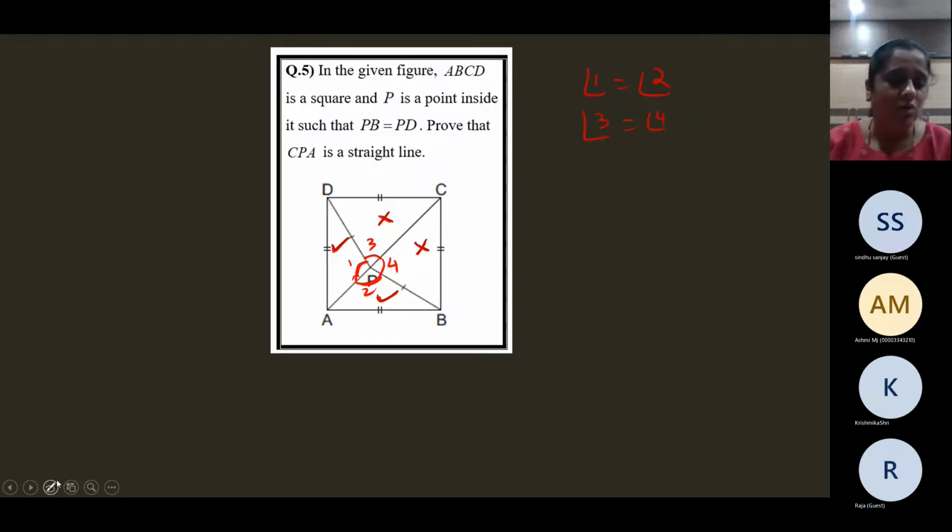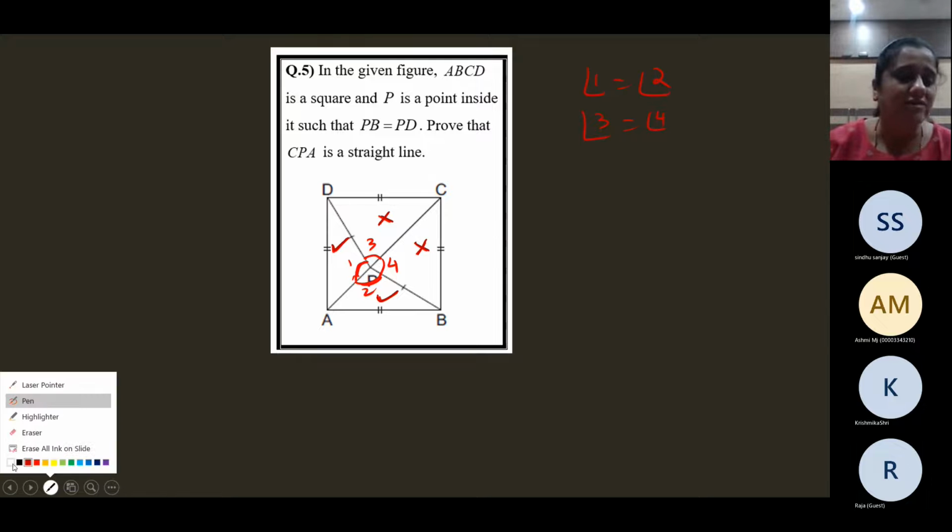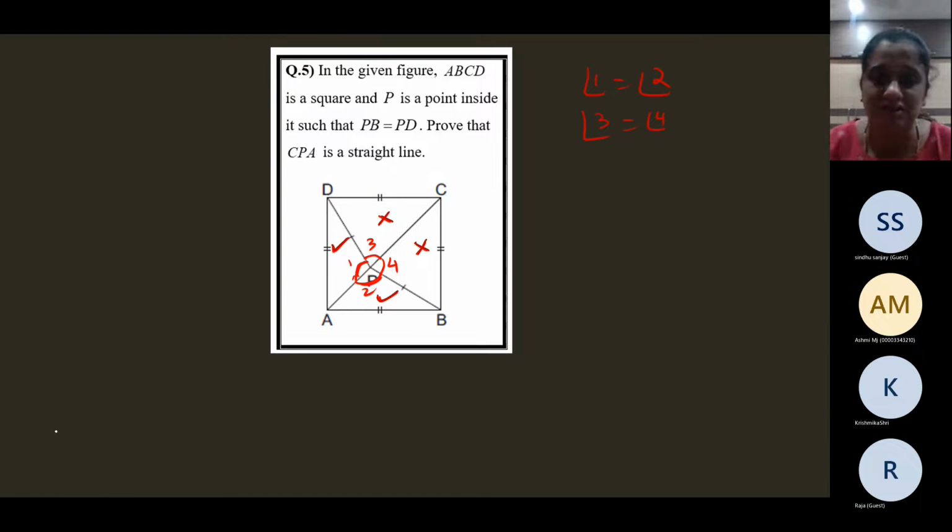Now we know that the sum of all the angles around the point is equal to 360 degrees. So the point is P. There are 4 angles around the point P. See, around a point, there can be as many angles. There can be 3 angles, 4 angles, 5 angles, 6 angles, any number of angles. It's not that there should be only 4 angles around a point. In this figure, there are only 4 angles around the point P.